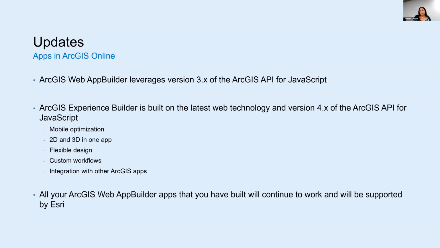The next generation that supports the new technology, JavaScript, will be either the Instant Apps or the Experience Builders. Some of the items that support this new upgrade: we have better mobile optimization. So for those apps where users are accessing the applications through the cell phone, we have a better interface. We now support 3D in the different apps together with 2D.